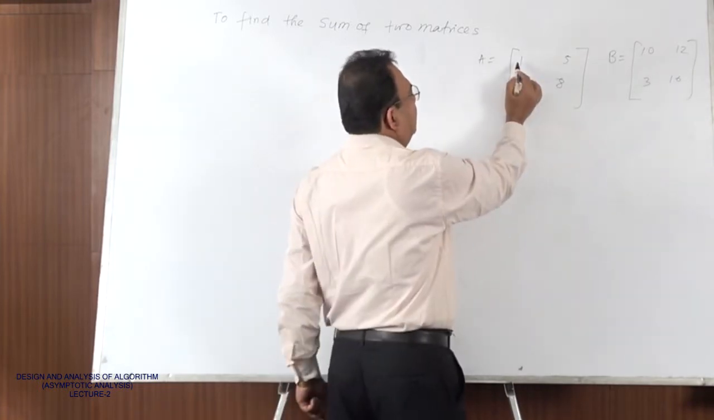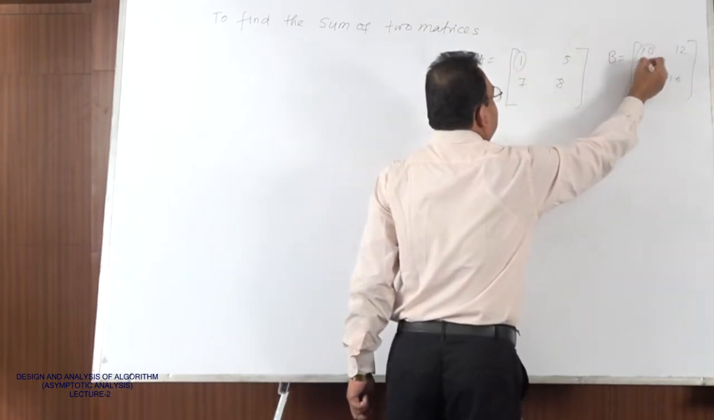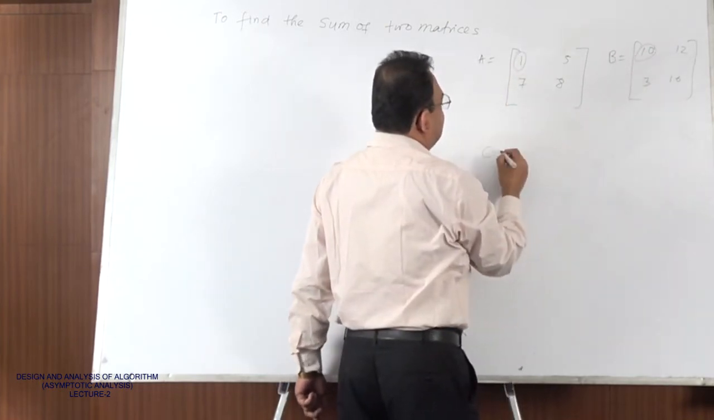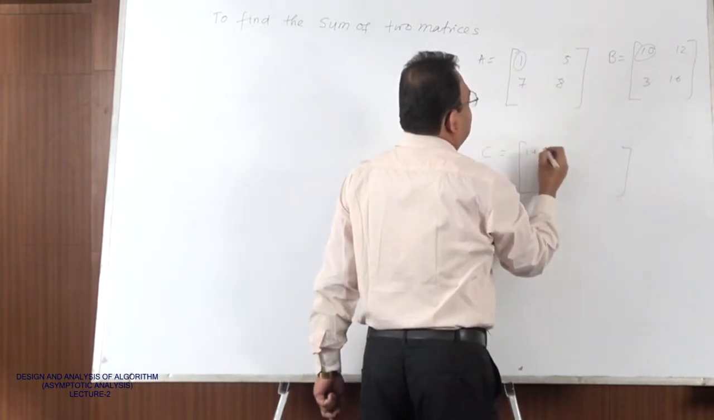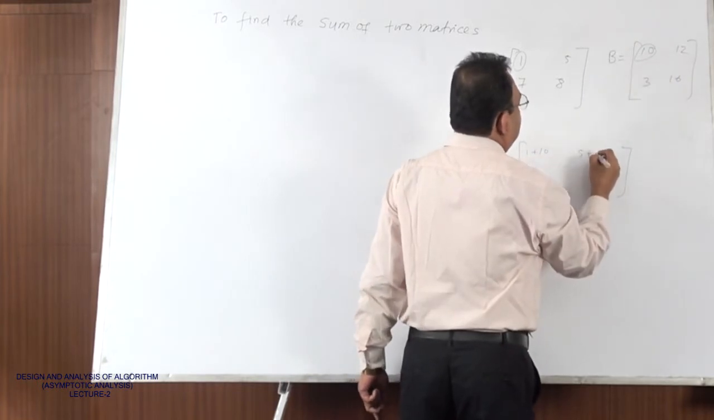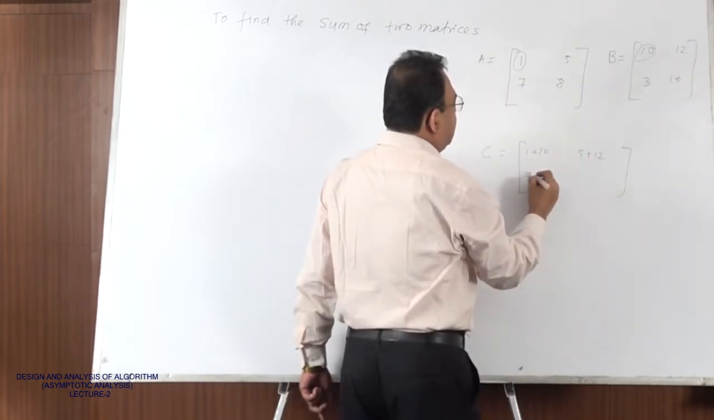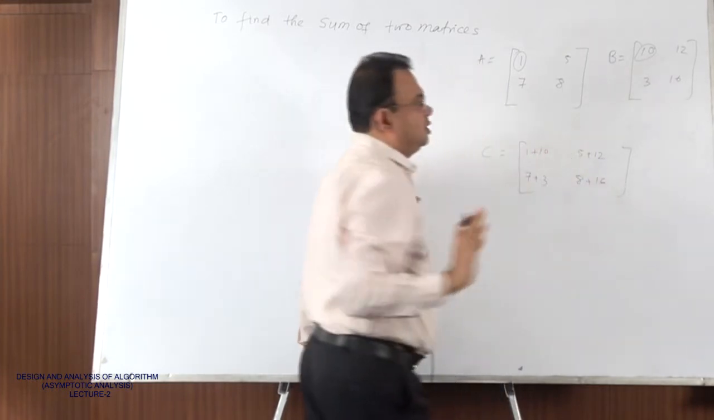That is, sum the corresponding position elements. This element is summed up with this, and that will be stored in the result matrix C. So this plus this is stored in this position, this plus this is stored in this position, 7 plus 3 is stored in this position, and 8 plus 16 is stored in this position.